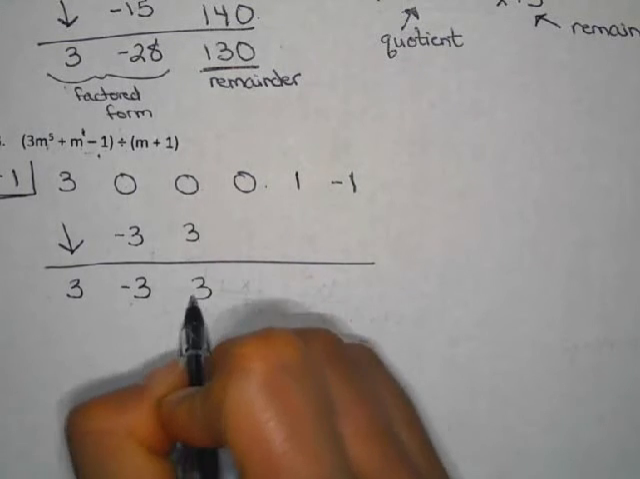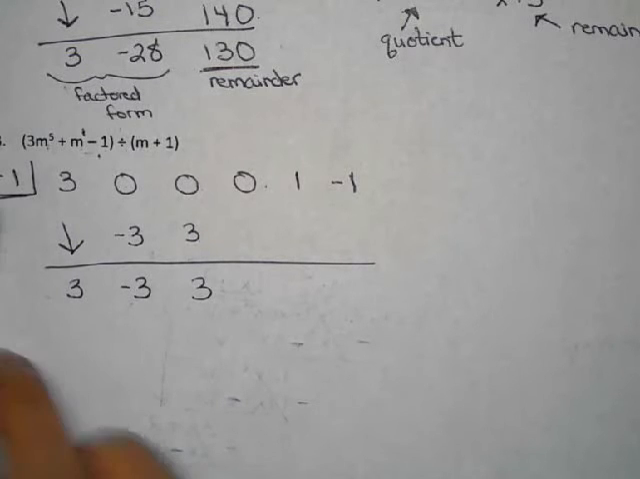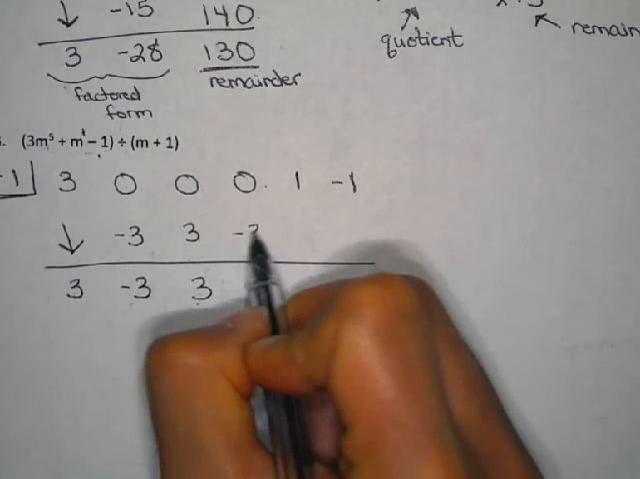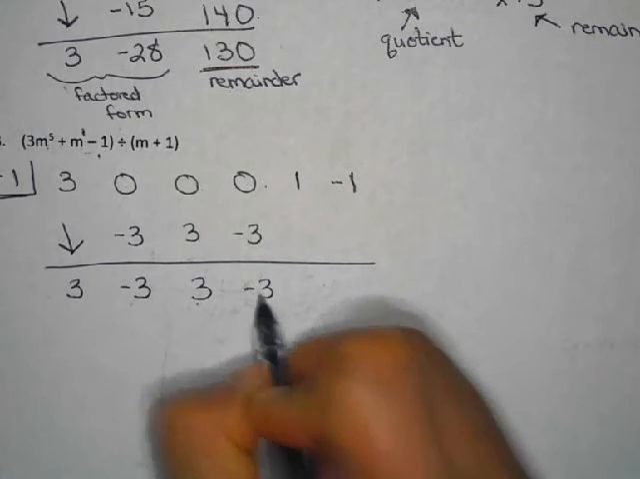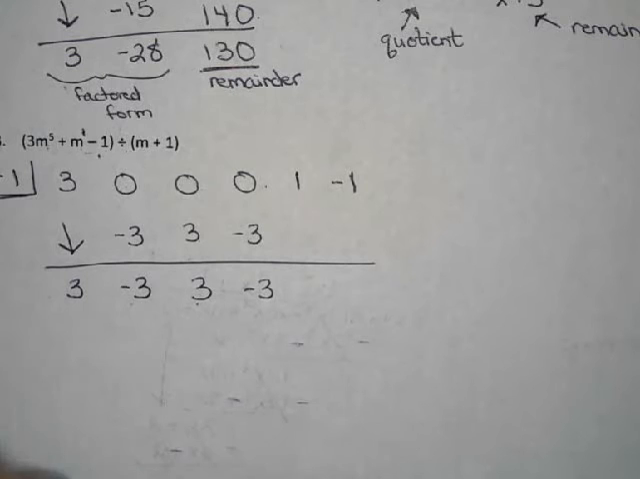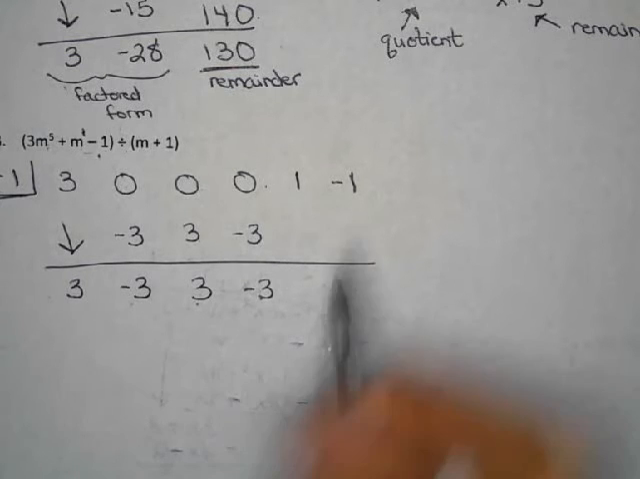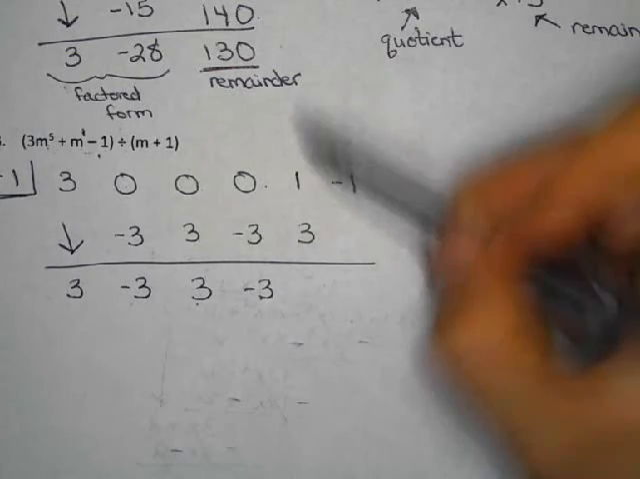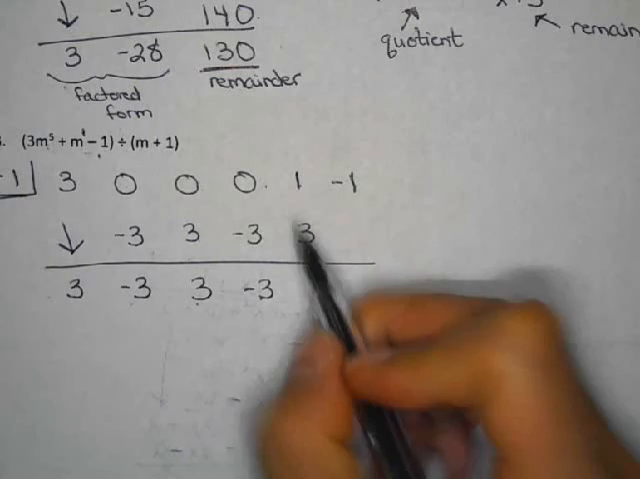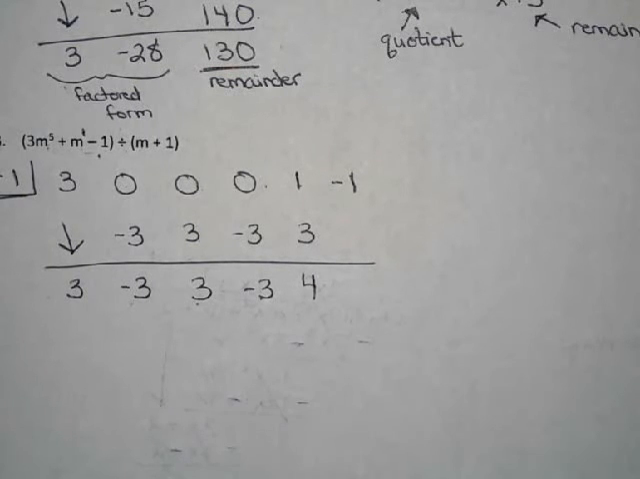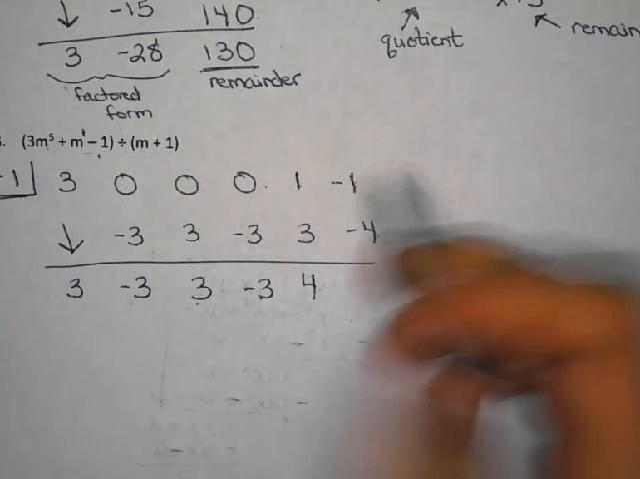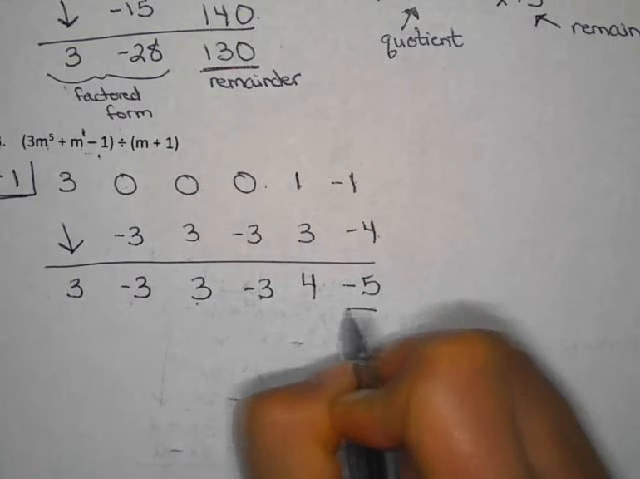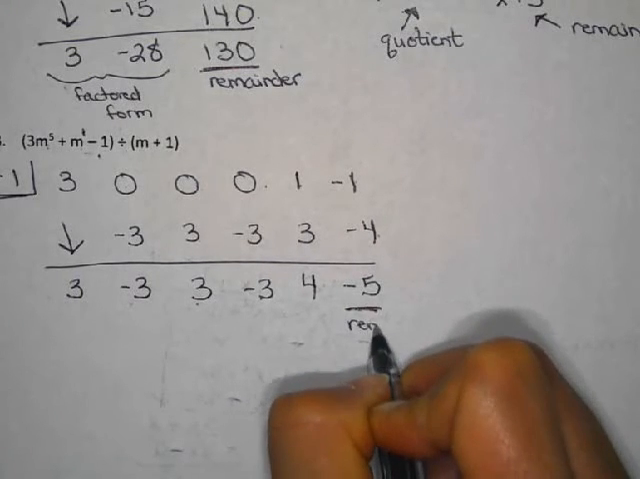0 plus 3 is 3. Negative 1 times 3 is negative 3. 0 minus 3 is negative 3. There's a lot of 3's. Negative 1 times negative 3 is a positive 3. Now we have a 1 here, plus 3 gives us a 4 this time. So now we have negative 1 times 4, which is negative 4. Negative 1 minus 4 gives you negative 5. And again, this is your last number, so this is your remainder.